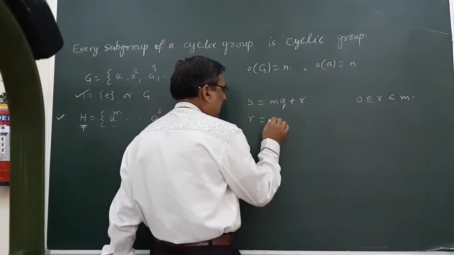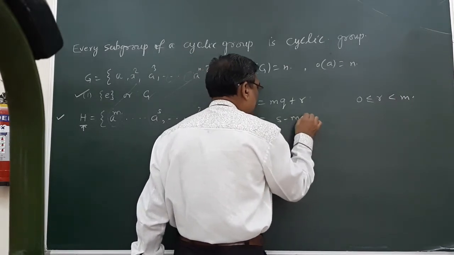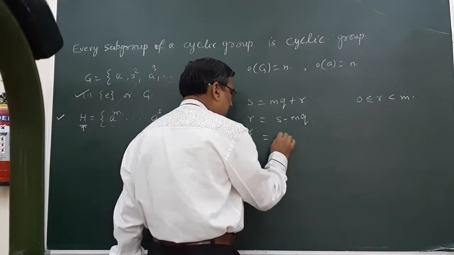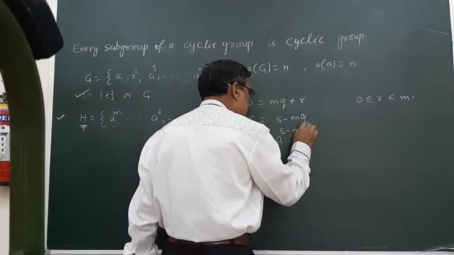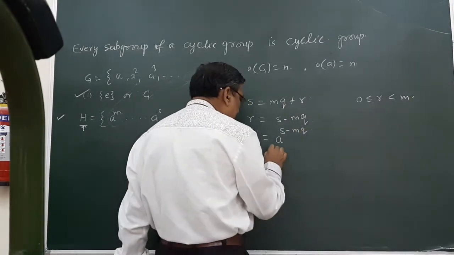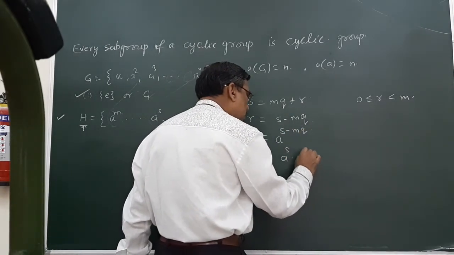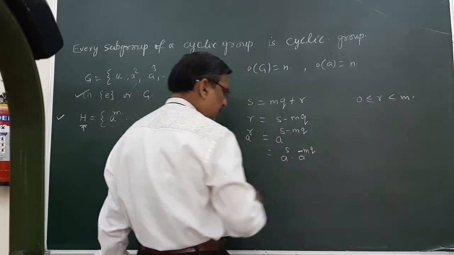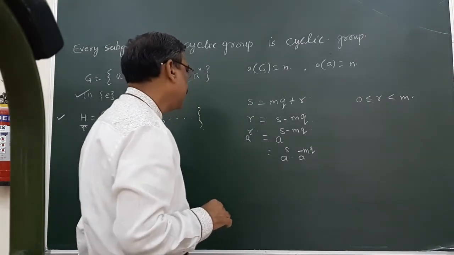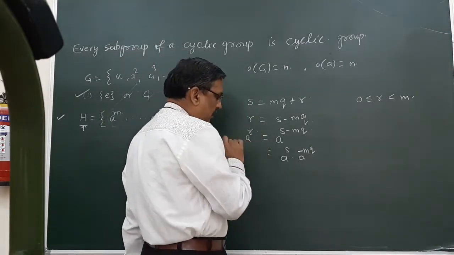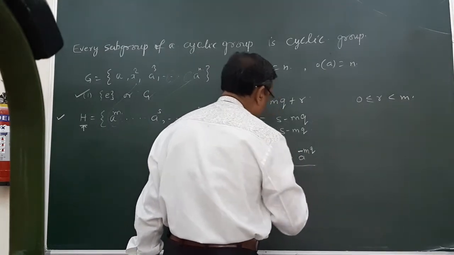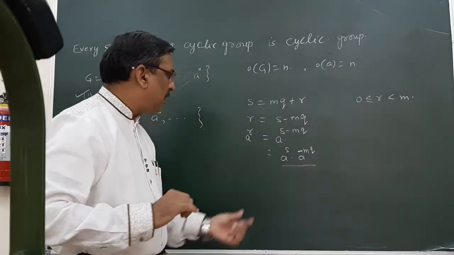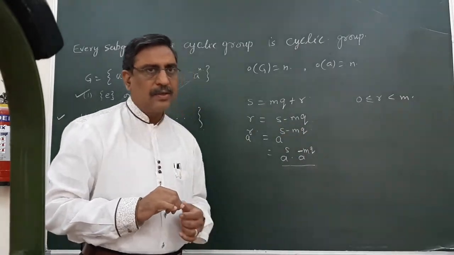Now I can write r is equal to s minus nq. So a raised to the power r can be written as a raised to the power s minus nq, and this I can write as a raised to the power s times a raised to the power minus nq.